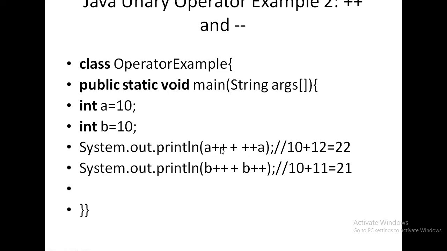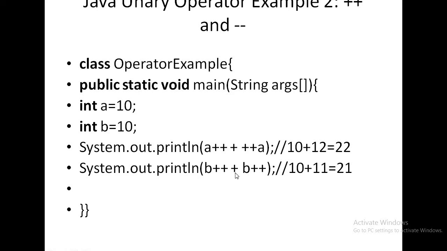So a plus plus means, what is the value of a? The value of a is 10. So 10 is assigned to a. Plus plus a. What is the current value of a? Now first 10 is assigned to a. After that it is incremented, that means 11. Pre-incrementation of 11, that is 12. So 10 plus 12 is equal to 22.